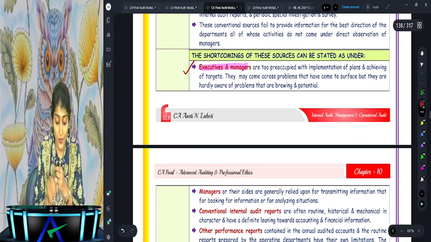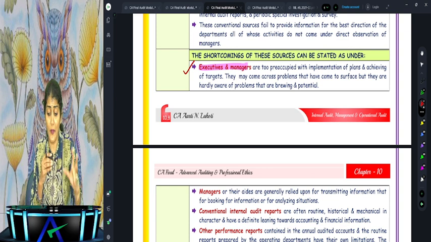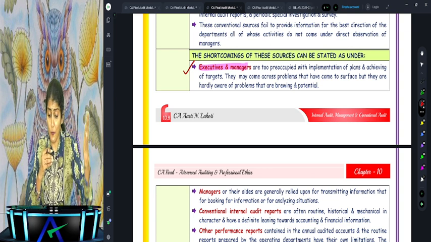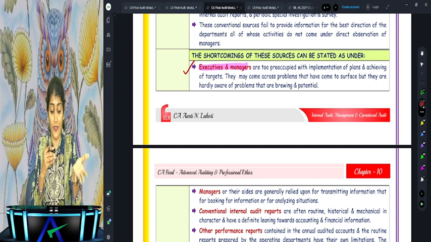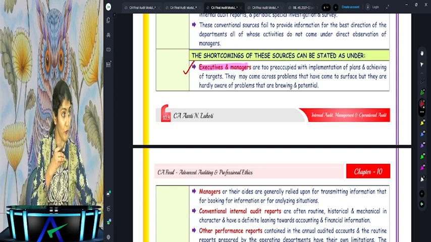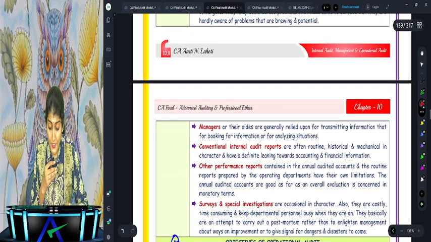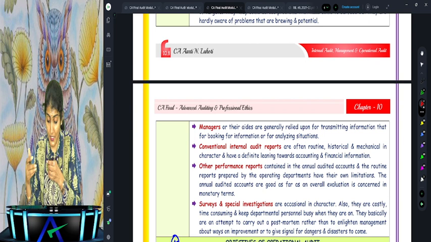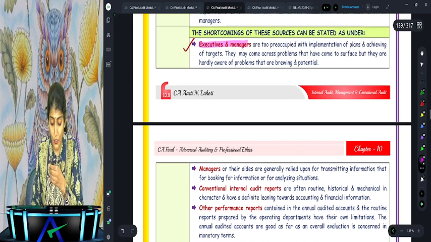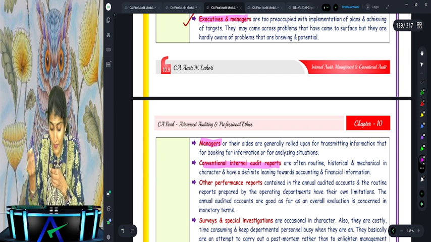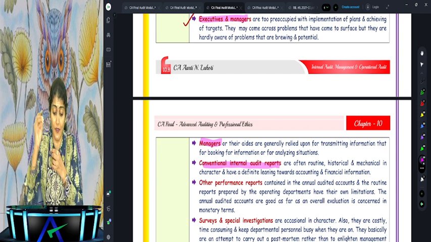The executives and managers are too preoccupied with implementation of plans and achieving targets. They may come across problems that have come to the surface, but they are hardly aware of the problems that are brewing, the potential future problems. Managers or their aides are generally relied upon for transmitting information rather than for seeking information or analyzing the situation. Conventional internal audit reports are routine, historical, and mechanical in character.